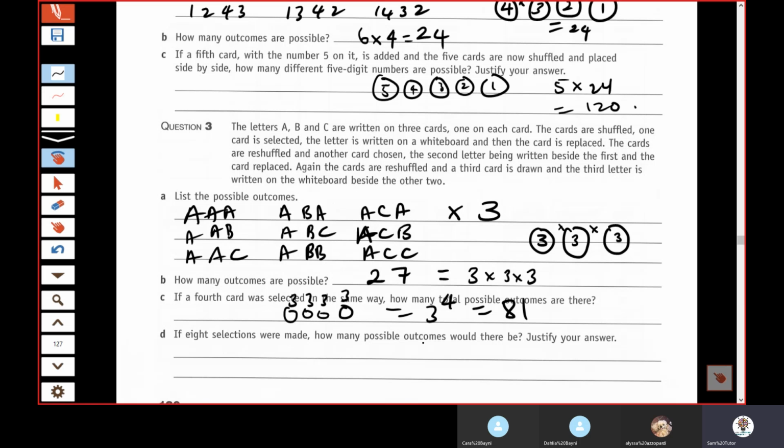If 8 selections were made, how many? 6,561.